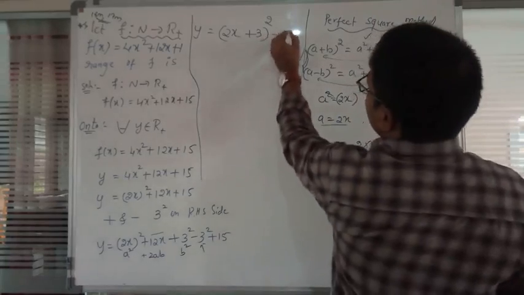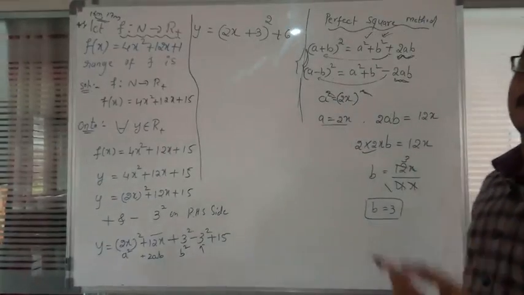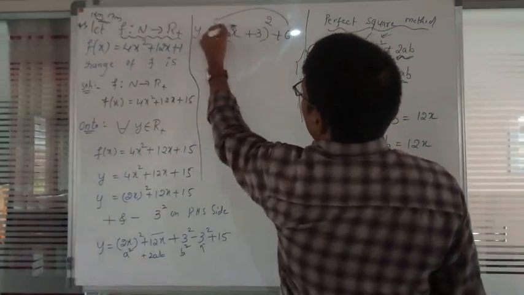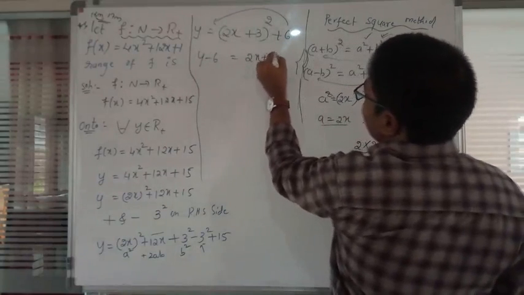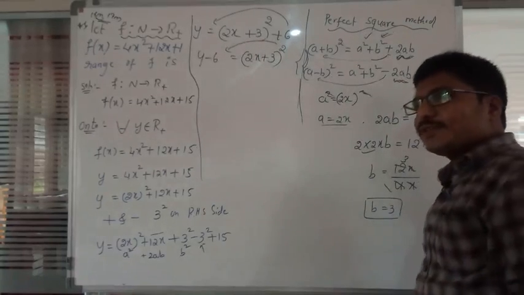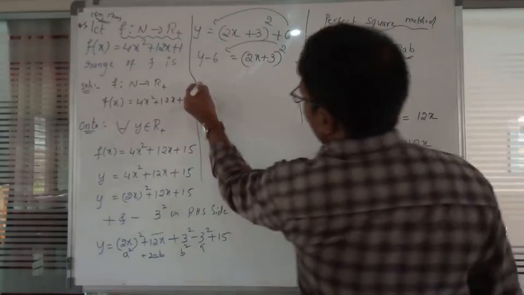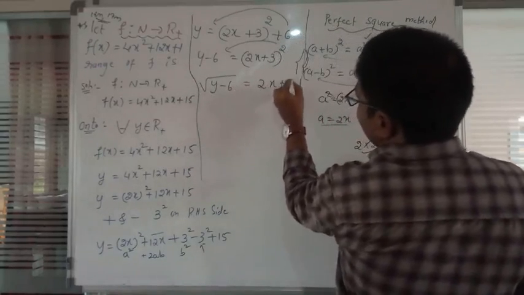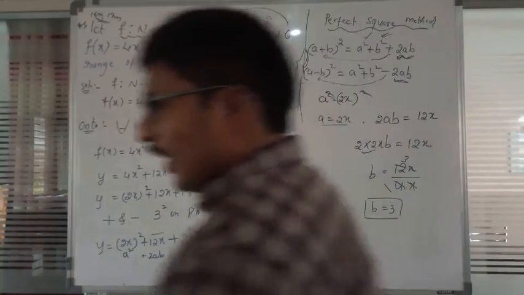Now we have to easily express x in terms of y. 6 is shifted to the LHS. y minus 6 is equal to (2x plus 3) whole square. This square is shifted to the LHS. If the square is shifted to the LHS, what happens? The square is converted into root: root of y minus 6 is equal to 2x plus 3. So now this 3 is shifted to the LHS.